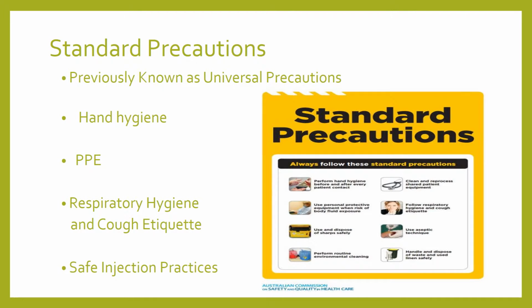What are standard precautions? Standard precautions, previously known as universal precautions, are the basic level of isolation precautions. The purpose of standard precautions is to reduce the risk of transmission of bloodborne and other pathogens from recognized and unrecognized sources to a susceptible host. They include hand hygiene, use of personal protective equipment, respiratory hygiene and cough etiquette, and safe injection practices.